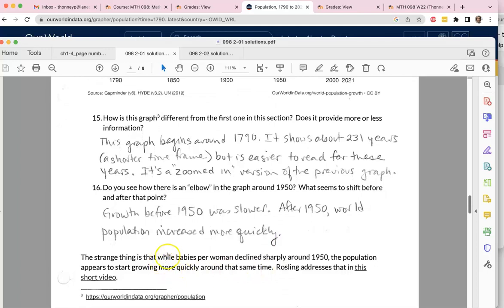So it is good to relate and think a little bit more complexly about the babies per woman relationship to the population growth. And do check out Rosling's video that I have linked in our week 3 to-do list.